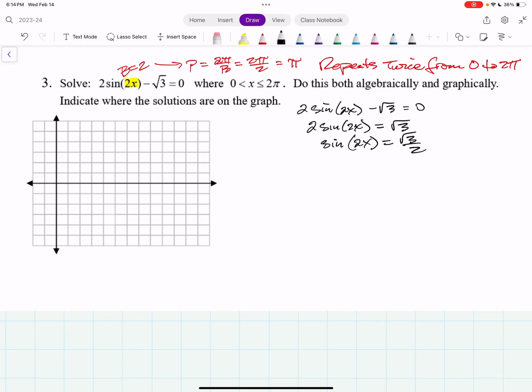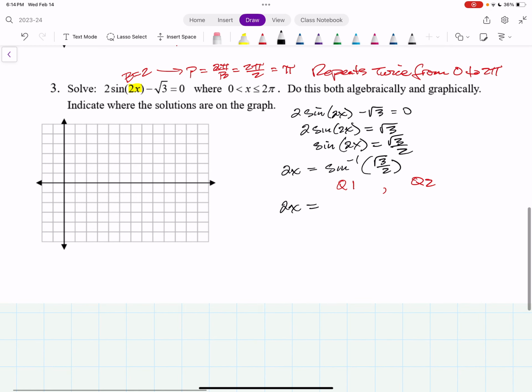Now sine's positive in 2 quadrants. It's positive in quadrants 1 and 2. So that means when you take your angle here, which is 2x, and you take the inverse sine of your ratio, root 3 divided by 2, without a calculator by the way, you're going to get 2 answers. You're going to get one answer in quadrant 1, and your other answer in quadrant 2, and then you can add multiples of the period to get more answers. So let's do this here. 2x is going to be equal to what? What angle in quadrant 1?